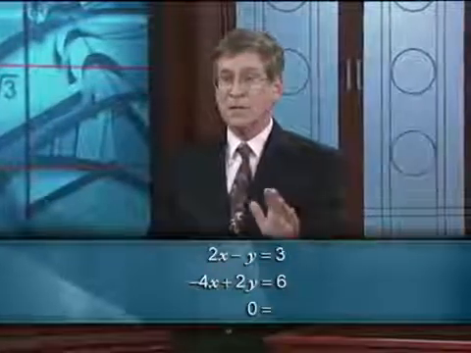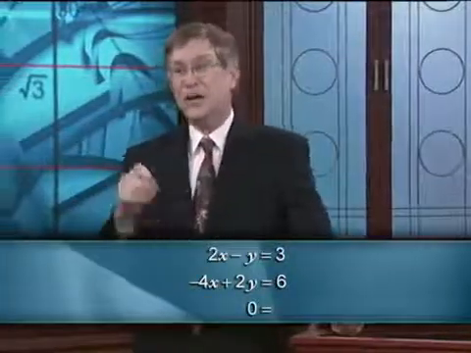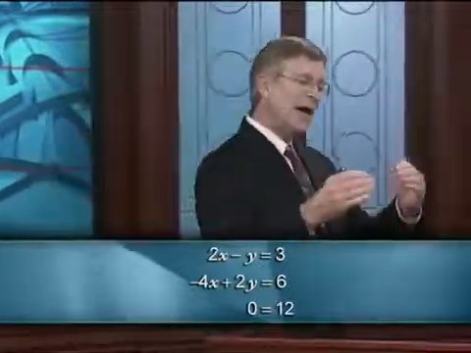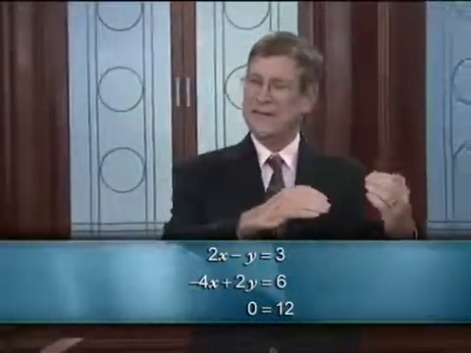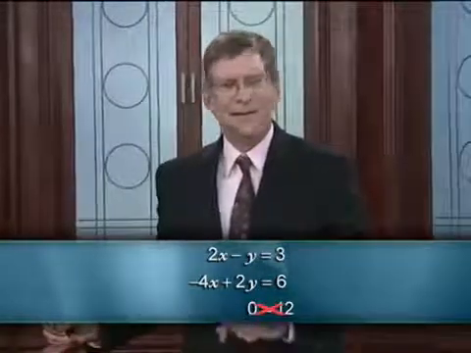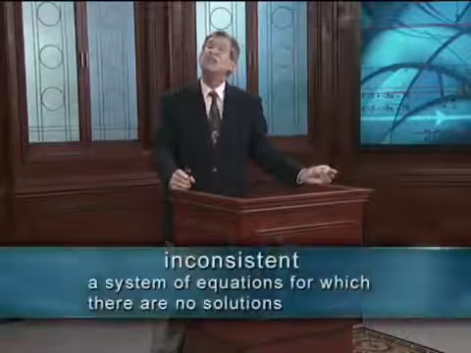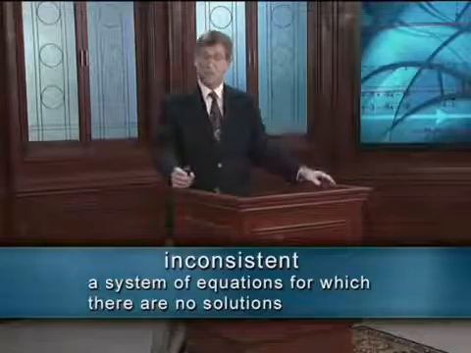Uh-oh. Not only did the x's get eliminated, but so did the y's. How about the right-hand side? 2 times 3 is 6 plus 6, 12. And we've arrived at a new system equivalent to the old system. And look at that second equation. 0 equals 12. That's never true. 0 is not equal to 12. What's our conclusion? This system has no solution. And the big word for that is inconsistent. It's a system of equations for which there's no solution.